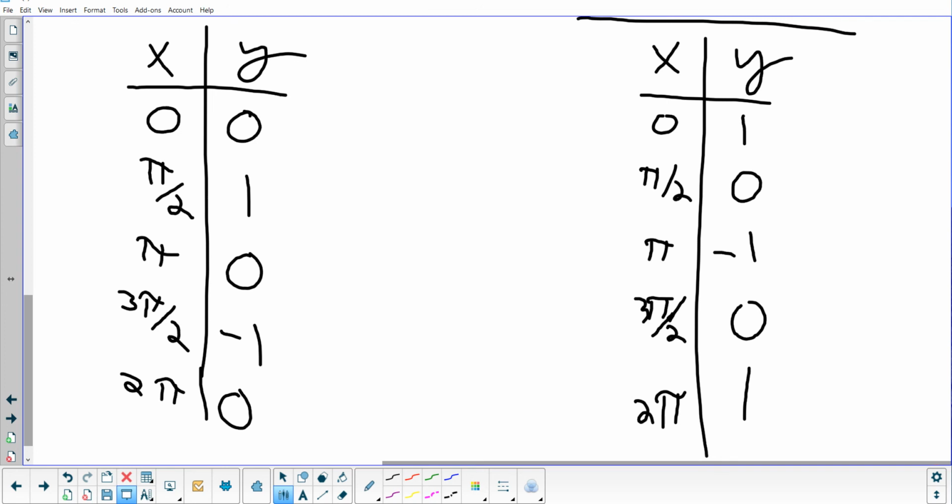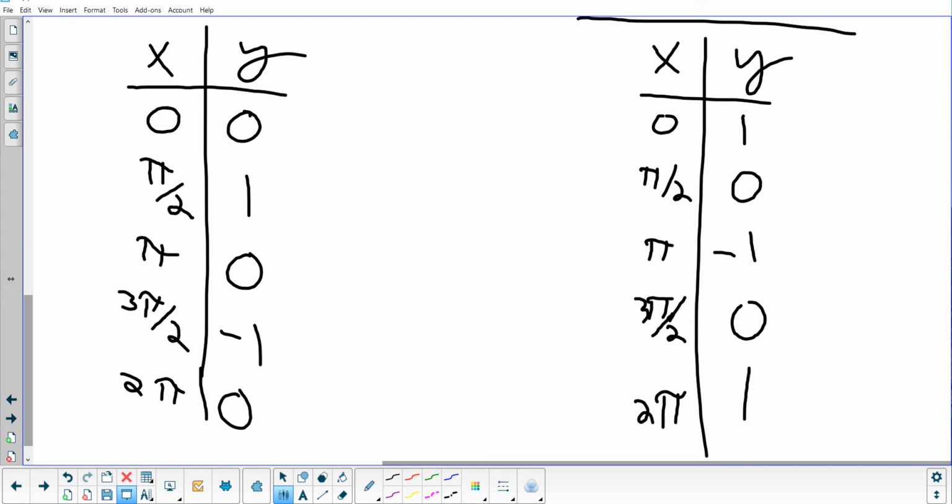Could you pick other x values? Sure. You could pick any x values you want. What's nice about these x values is they're the quarter points: the beginning, first quarter, second quarter, third quarter, and then the end. They're all nicely spaced. And that's the key with a lot of these graphs this week. You want to keep everything spaced even.